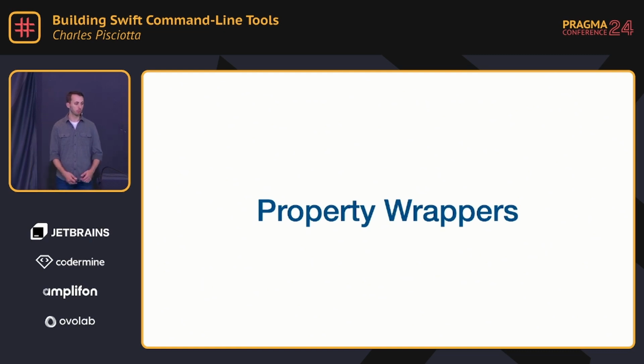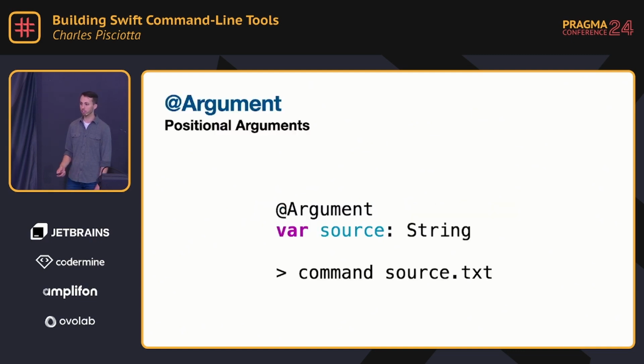Now, once you start wanting to introduce user input, we can leverage some property wrappers to do that. So the first is an argument. This is simply a positional argument. And so when you call your command from terminal like this, you can see that the first input corresponds to the source.